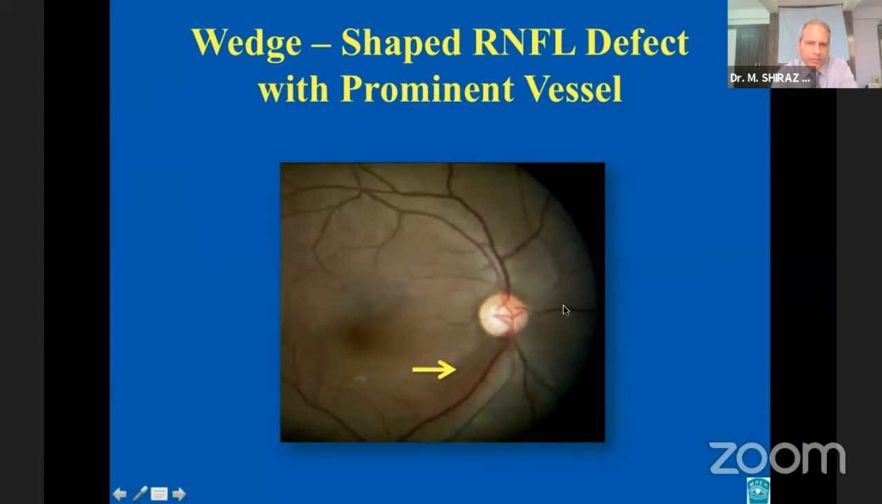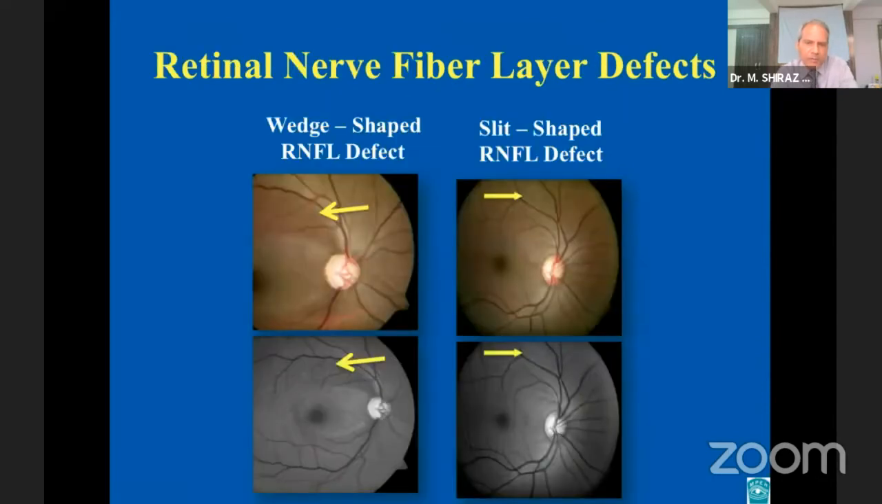Inferotemporally, one important feature of RNFL defect is that if a large retinal vessel runs across this area, it becomes more clear and sharply detectable. The main difference between a wedge-shaped defect and a slit-shaped defect is that a wedge-shaped defect runs towards the optic disc and touches the optic disc margin. In contrast, a slit-shaped defect never runs towards the optic disc and never touches the optic disc margin.